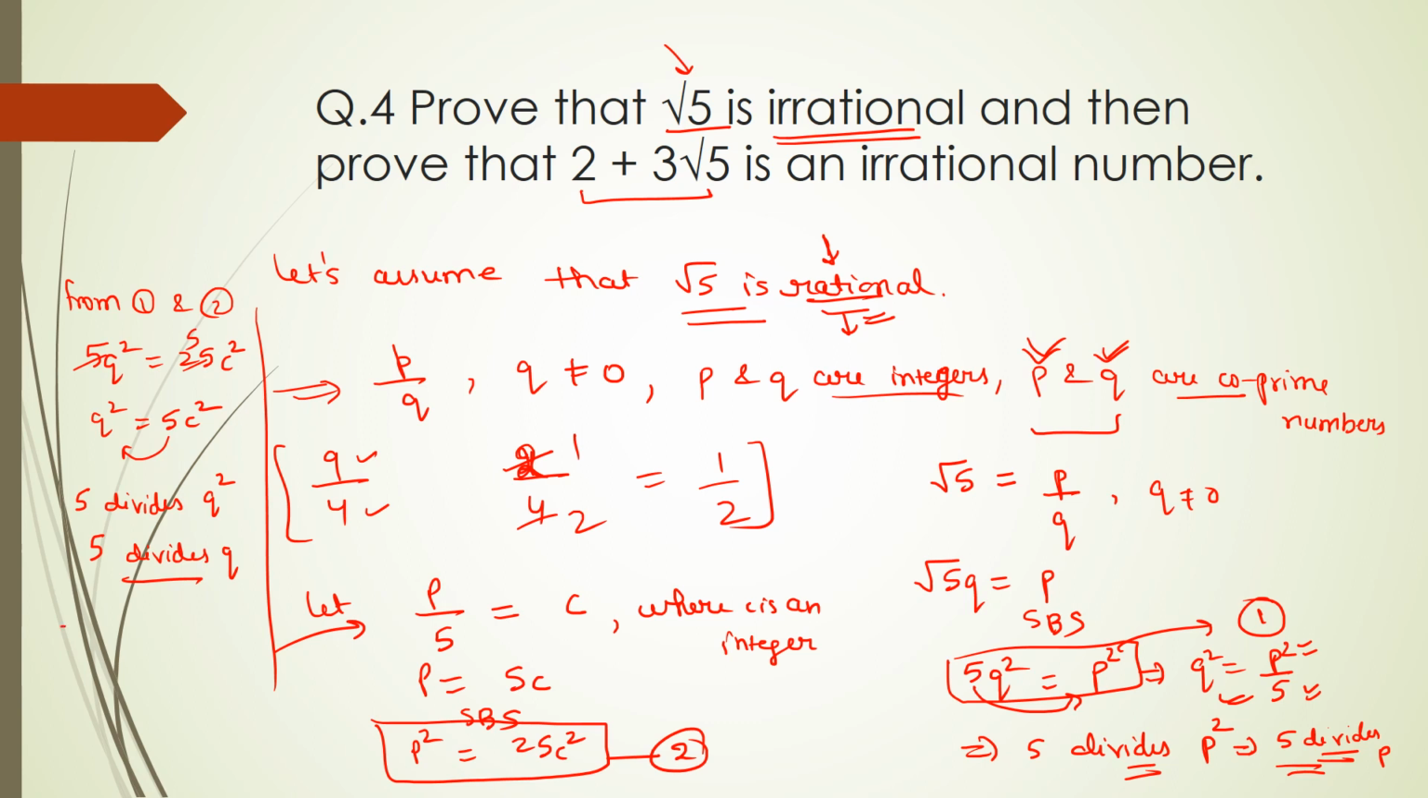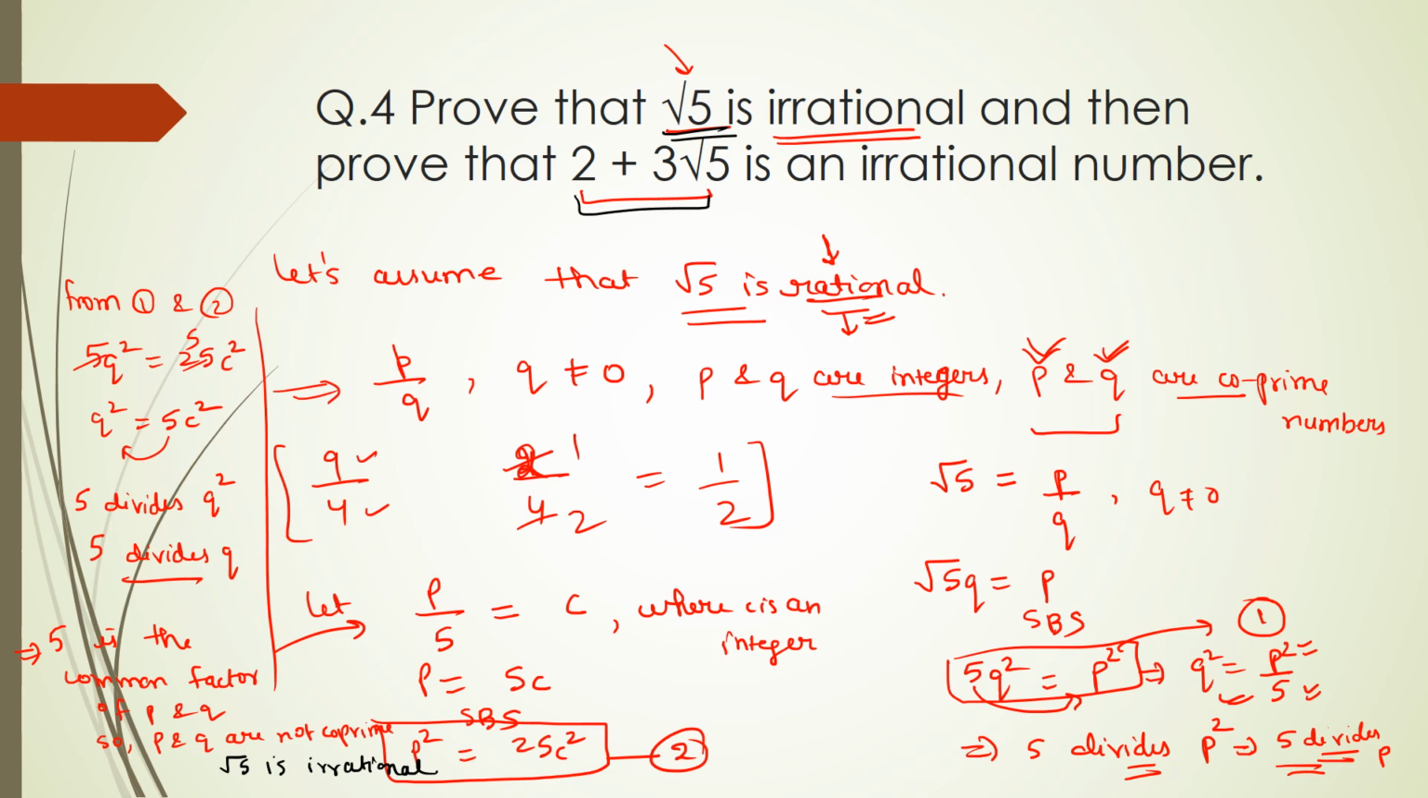So what I'm writing, this implies 5 is the common factor because it is dividing both p and q. So p and q are not co-prime. And if they are not co-prime, that means root 5 is irrational. Clear? This is how you proved it. Now, once it is done, you can take the help of this answer to solve this.